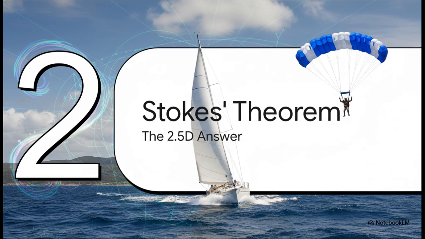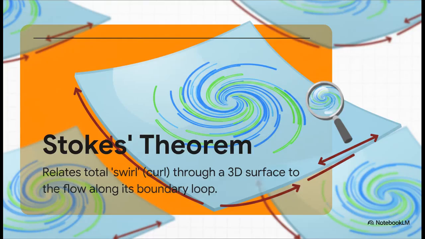Okay, so we've got 2D covered, but the world isn't flat, right? What about surfaces that are curved, like a sail or maybe a parachute just hanging out in 3D space? For that, we've got to level up again. And this is Stokes' theorem.